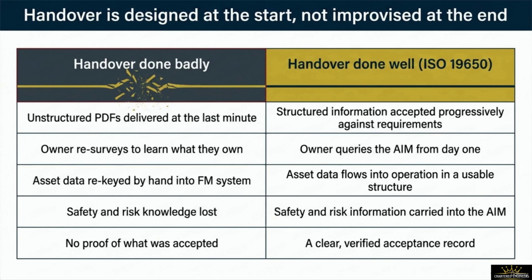A successful project handover must be engineered from day one of the contract. It can never be improvised at the end of construction. Let's directly contrast a badly managed handover with a world-class ISO 19650 handover to see the operational difference. When handover is done badly, unstructured PDFs and random instruction manuals are dumped on the owner at the last minute. The owner is forced to spend massive resources resurveying the building to figure out what they actually own, and data must be manually rekeyed by hand into the facility management software. Worse yet, safety and risk knowledge is permanently lost, leaving no verified record of what was accepted.